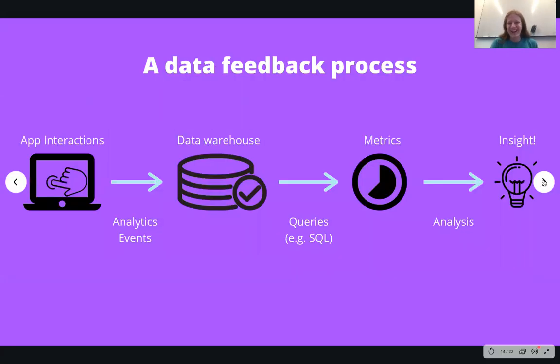So how does a data feedback process work? Obviously, we're going to start with app interactions. In our front end code, we send analytics events. The analytics events get stored in a database, or what's often called in industry a data warehouse. We can then run queries on the database using SQL. I'm sure a lot of you have done a databases class before, but we're just talking in very general terms here. From those queries, we can get some metrics, and with those metrics, we can analyze them, and then we can get insights and new ideas for our application.